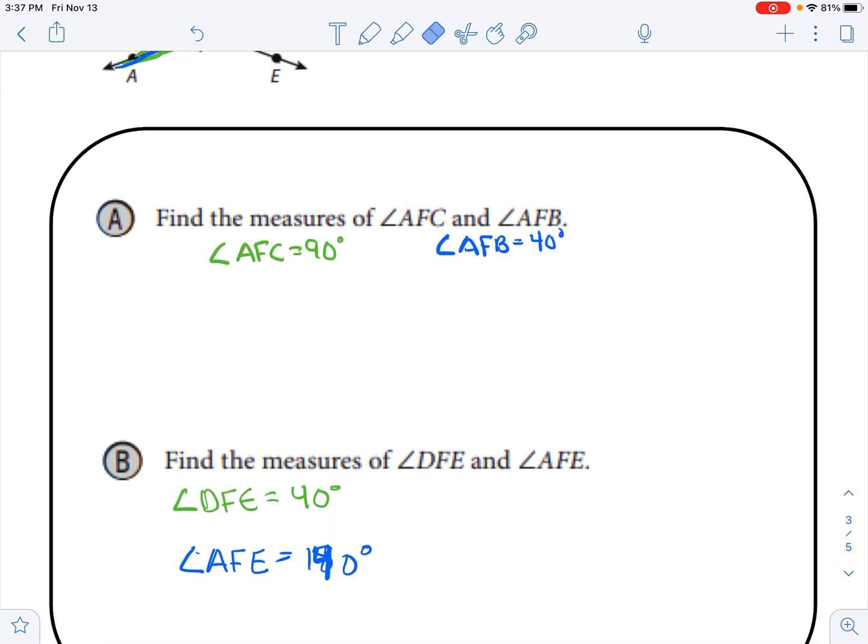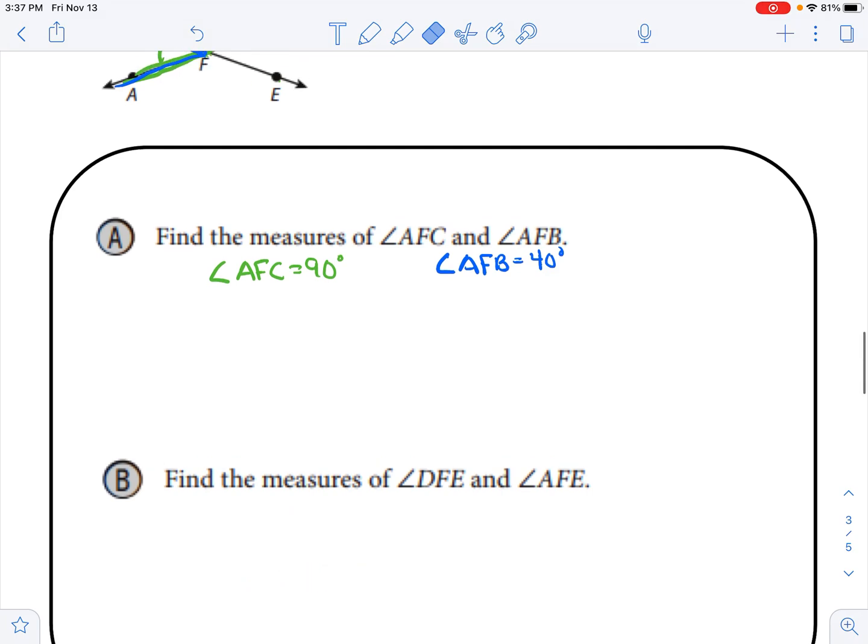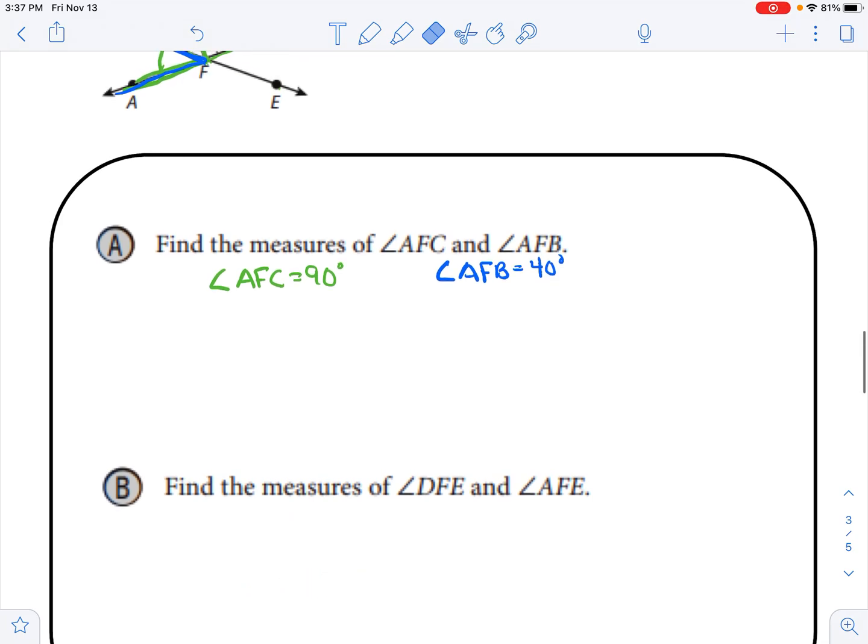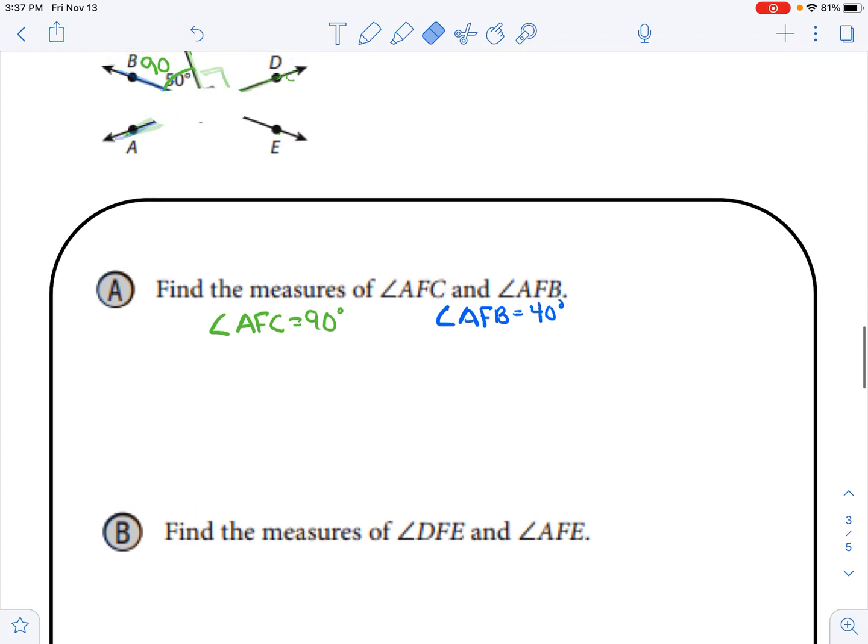If they come down to this one, and they say, what's the measure of DFE and AFE? So I'm going to erase this now. So we want to know what's the measure of DFE. Well, remember, this angle is 40 degrees. So if I look at those two angles right now, those are vertical angles. So angle DFE is 40 degrees.